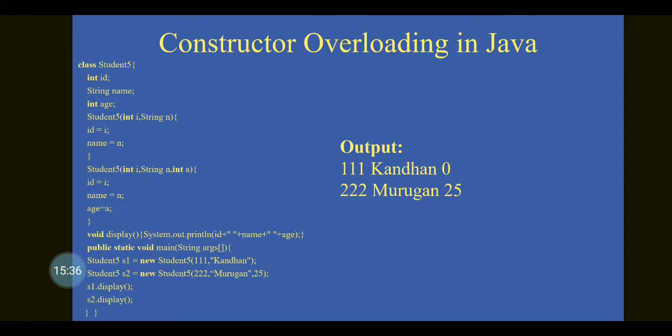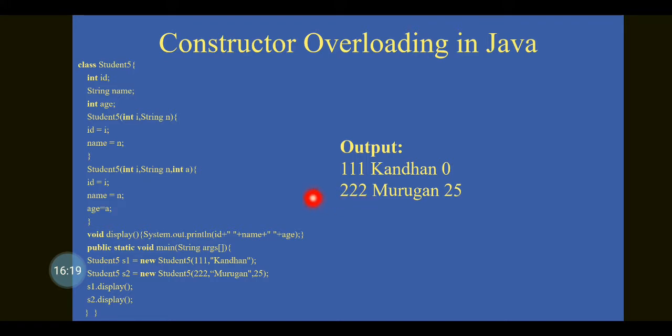Let us discuss the concept called constructor overloading in Java. As an example, class Student5, here three variables: id, name and age. The first parameterized constructor is Student5(int i, String n), and the second constructor takes int i, String n and int a. Here we have two constructors. Both constructors are parameterized, but they differ by the number of arguments. In the first constructor we have only two arguments, in the second constructor we have three arguments, and within the display method we will print those values.